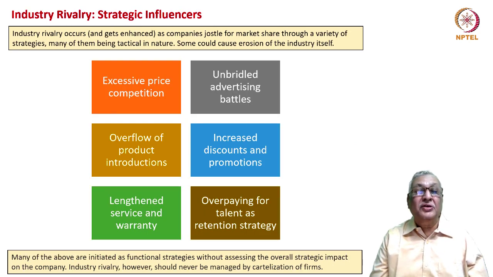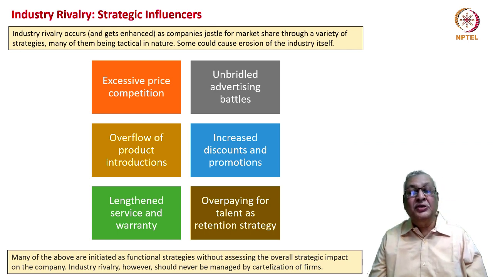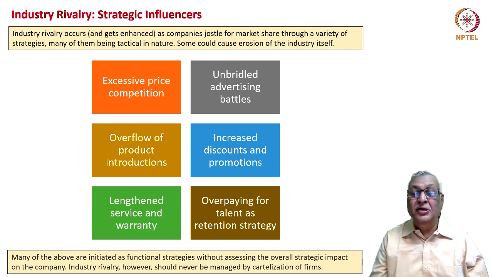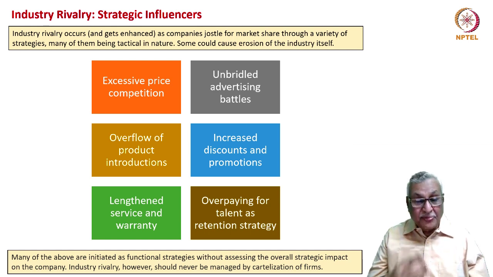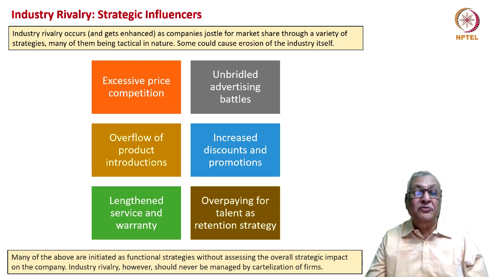So, about industry rivalry. How is industry rivalry influenced? The strategies adopted by individual firms have a great play on how industry rivalry takes shape. Companies indulge in excessive price competition to be able to gain market share. Companies try to invest very heavily in advertising, at times head-to-head competitive advertising. Companies try to overflow with product introductions. They try to saturate the marketplace. Wherever you turn, you find the products of the new entries by the existing incumbents.